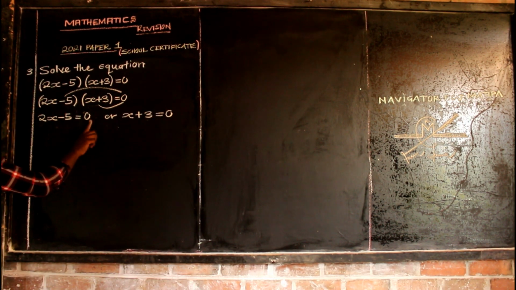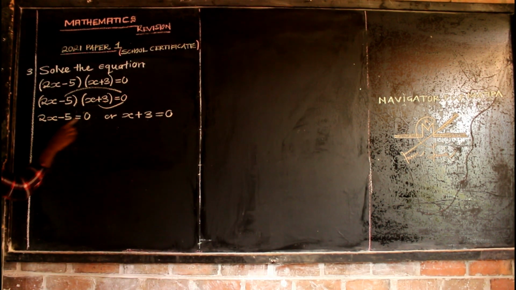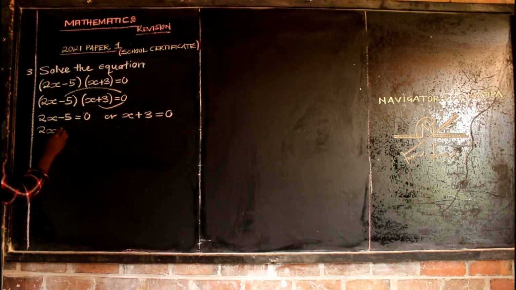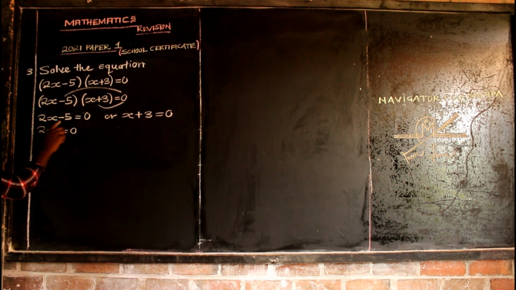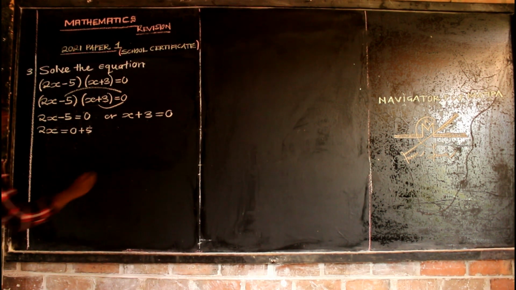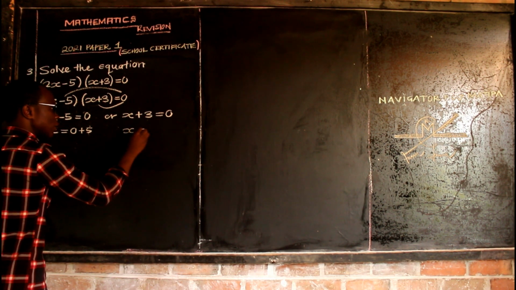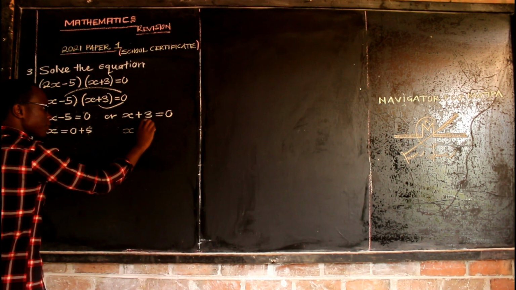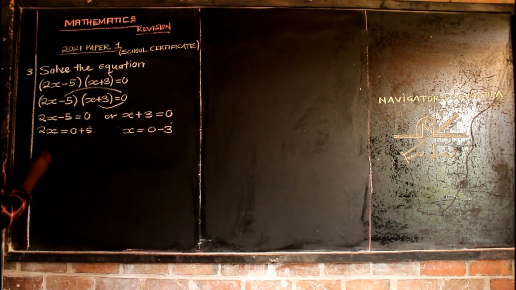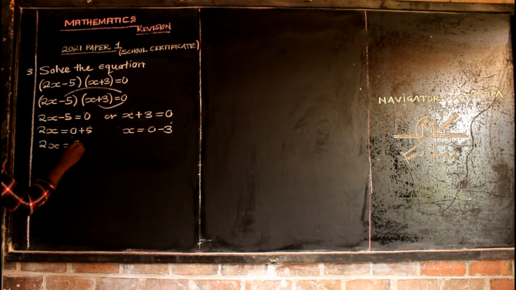Okay? Then at this level, we are going to collect like terms. So we are going to say 2x is equal to 0. When you transpose this negative 5 on the other side, it's going to become a positive what? Positive 5. Okay? Even this side, you do the same. You say x remains this side is equal to 0. When transpose this positive 3 on the other side, becomes what? Negative 3. Okay? Then you say 2x is equal to 0 plus 5, you obtain 5.